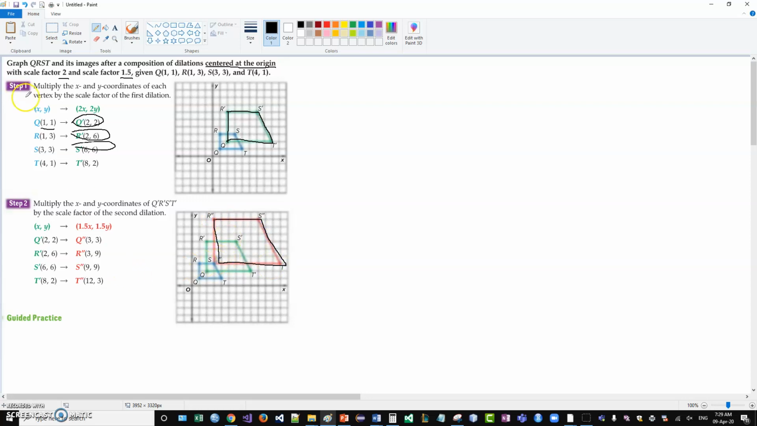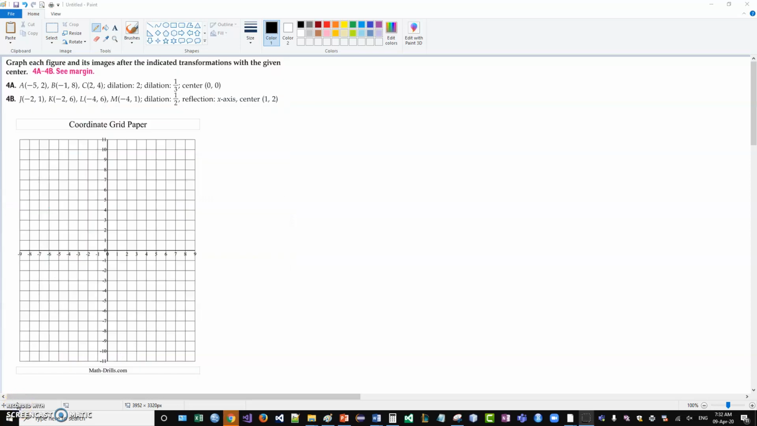So you repeat the process twice of multiplying the coordinates of each point by the first scale factor and the second scale factor. Let's do an example similar to this. For the first exercise, graph each figure and its images after the indicated transformations with the given center. So for 4a, we have a triangle with dilation 2 and dilation 1.5 and a center of (0, 0), which is the origin.